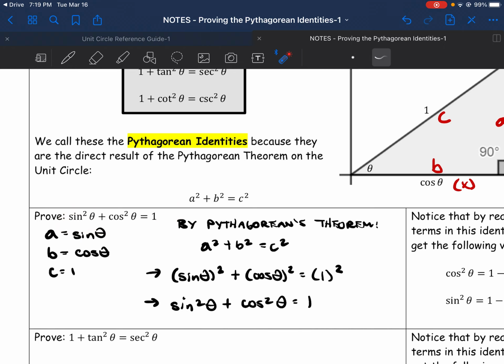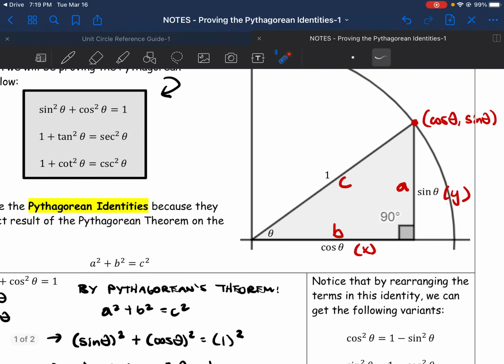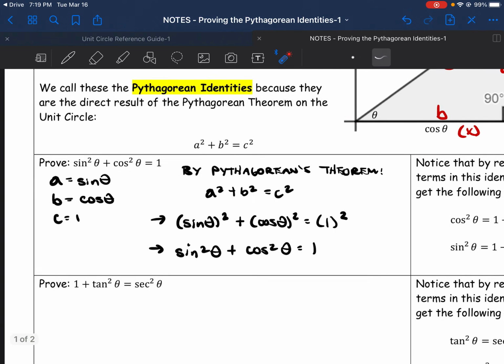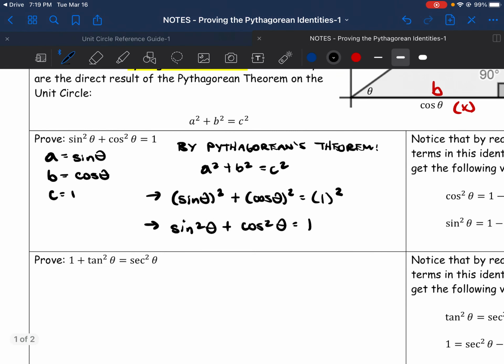These are called the Pythagorean identities because they are the direct result of Pythagorean's theorem with a right triangle in the unit circle. Okay, so let's put our little rectangle to show the end of the proof. We finished our proof. That's the exact result that we wanted to show.